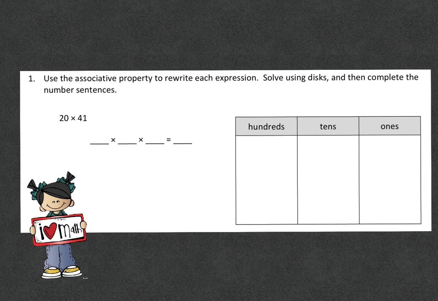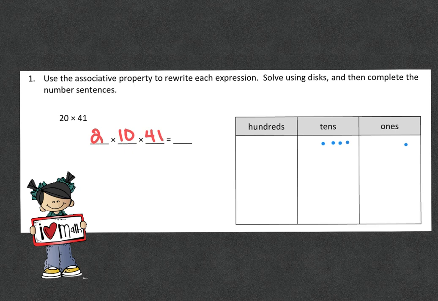Using what we've learned, let's see if you can walk me through this one. Do you remember what we can decompose the 20 into to make this easier to solve? That's right, we can multiply 2 times 10, which will give us 20. But don't forget, we still need to multiply that by 41. Now let's solve using our disk. How do we show 41 on our place value chart? That's right, we have 1 one and 4 tens.